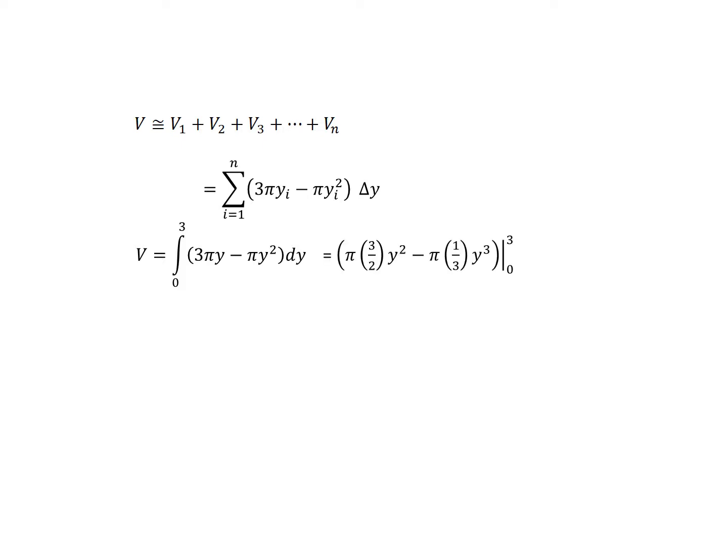So we use the fundamental theorem of calculus and the power rule. So when we integrate the y here, we have our 3/2 y squared, and to integrate the y squared, we have 1/3 y cubed. And then we just put the numbers in there. We put 3 in place of y, minus when we put 0 in place of y. We do a little subtraction, and finally we get the volume is 9/2 pi cubic units.